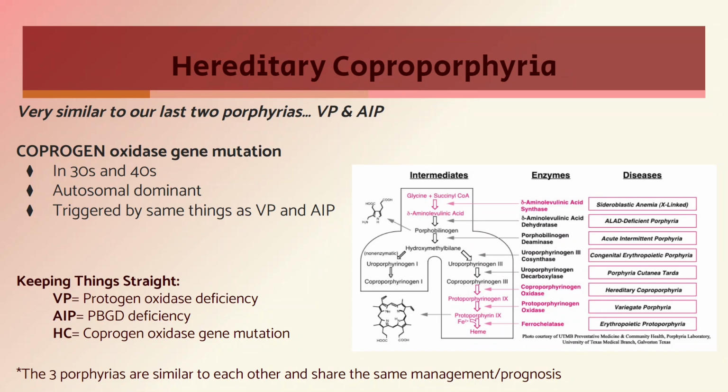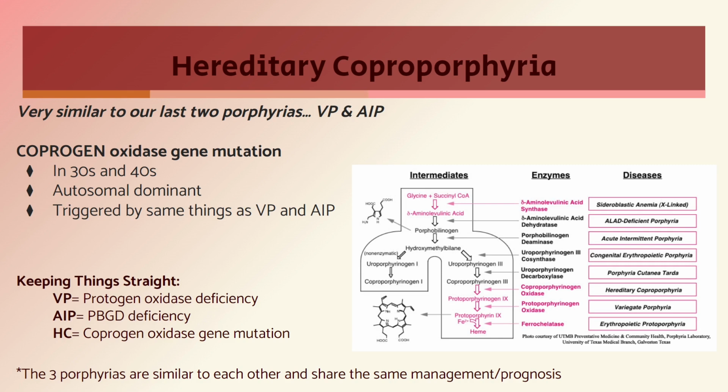So moving on to hereditary CP here. It is very similar to the last two porphyrias, so VP and AIP. We know that this is a coprogen oxidase gene mutation. Coprogen obviously being short for which enzyme? Think about it. That's right, coproporphyrinogen oxidase. So I'm abbreviating them on the left, but keep in mind that they're not the full names.